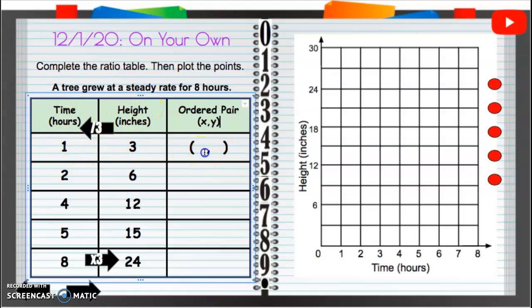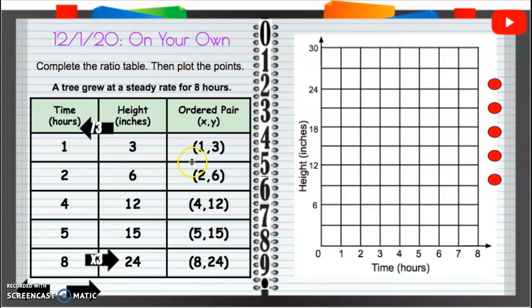So 1 and then 3. Whoop, not 2, 3. All right, our next one, 2 and 6. Our next one, 4 and then 12. Next one, 5, 15. Last but not least, 8 hours, 24 inches. Whoop, there we go. All right, now let's take a look at these ordered pairs and let's graph them.